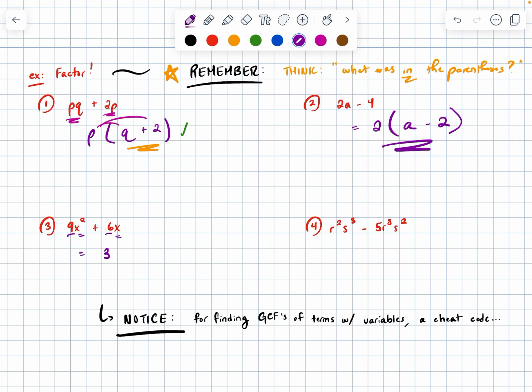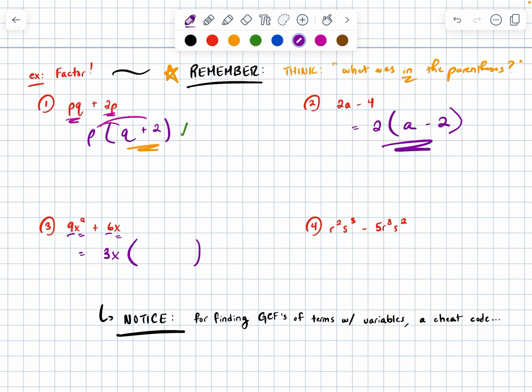Between x squared and x, well, x squared has 2 x's. x has 1 x. So in my GCF, there must be one factor of x. Both of them have at least one factor. So I'm going to take 3x as my GCF. All I need to know now is what would need to be in the parentheses so that when I distribute, I get back to 9x squared plus 6x.